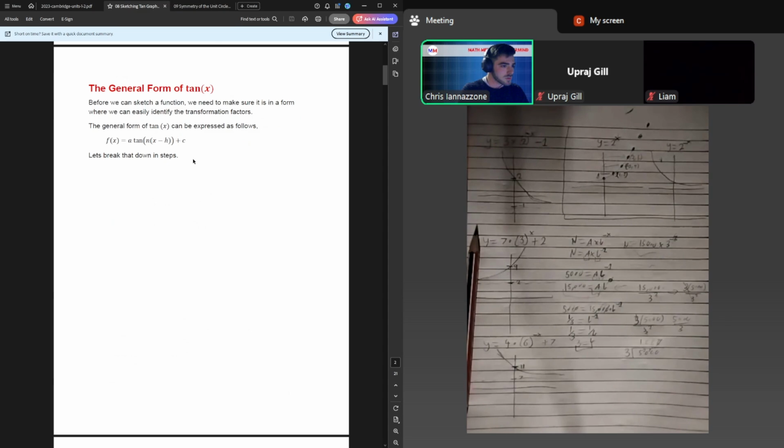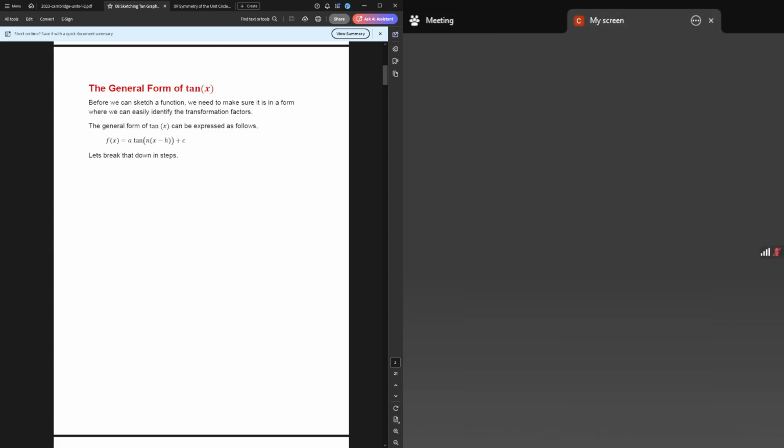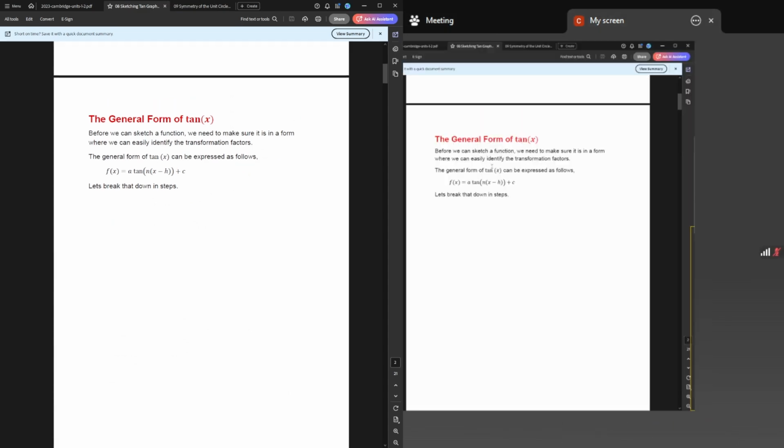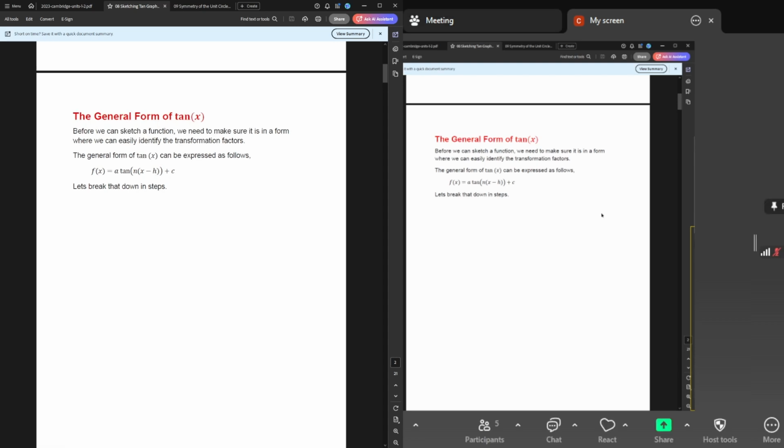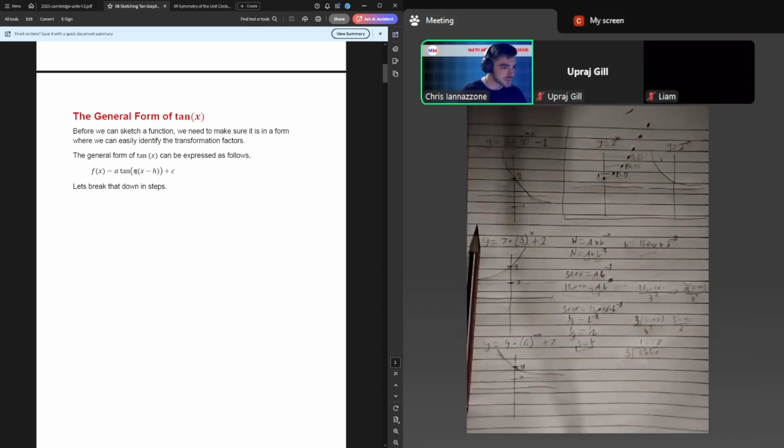So the basic form of tan looks quite similar to your other types of graphs. They're going to have some form of dilation factors out the front and as the n value. There's going to be your horizontal translation, your vertical translation. Works very much the same like other functions do.